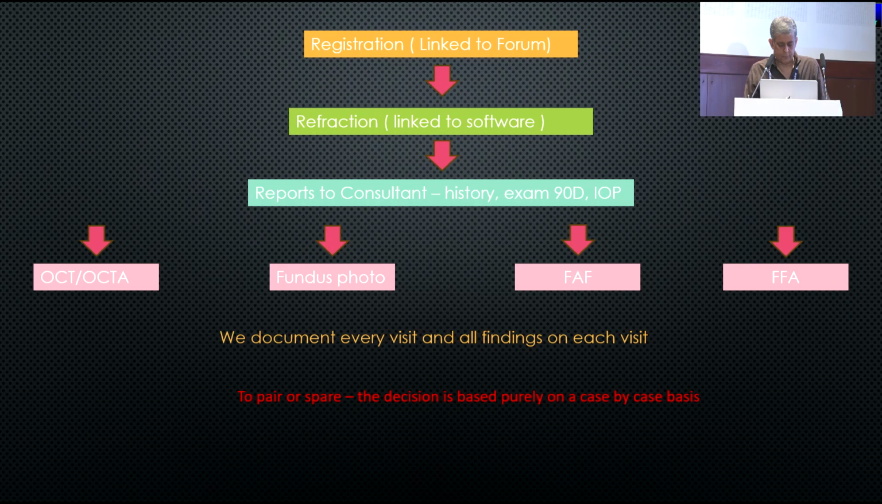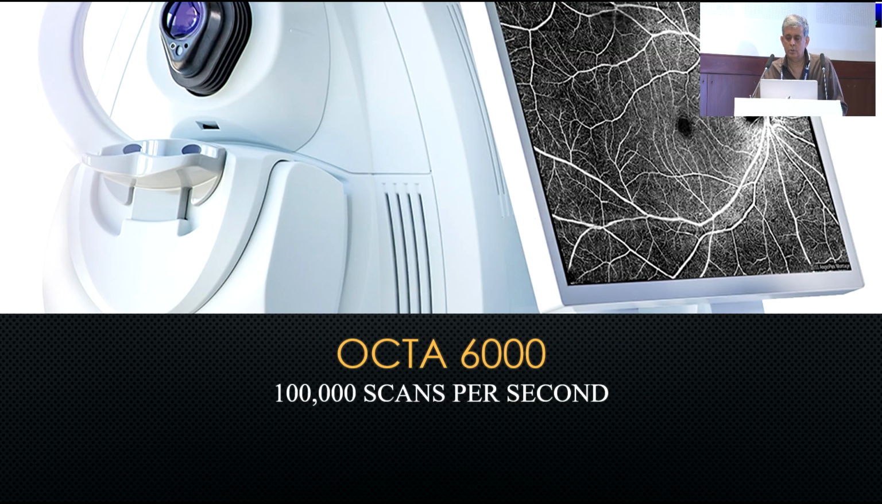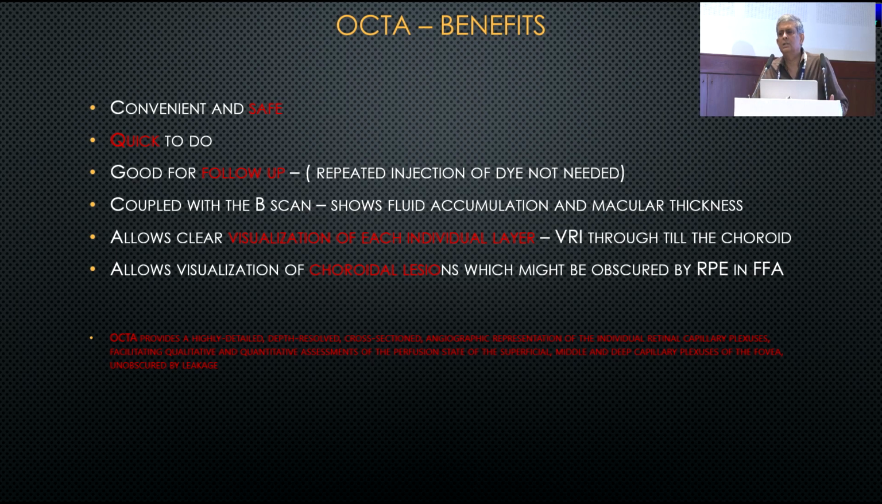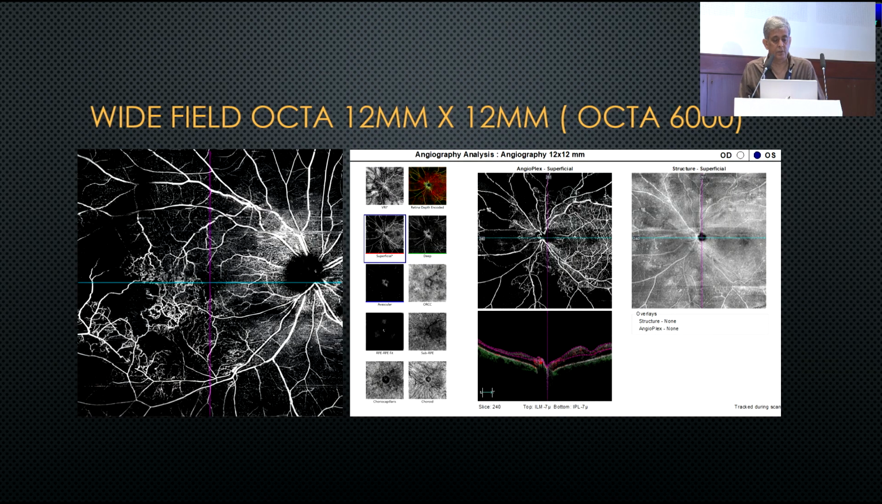And subsequent to that, of course, all the equipment is available to us to go ahead and do what we have to do. So we use the Octa 6000. It's a safe method. It's quick. It's great for follow-up. I don't have to inject the patient with dye each time. Coupled with the B scan, it shows all the methods of managing the patient. It allows clear visualization and allows us to see the choroidal lesions, as has been beautifully exemplified by the previous speaker. So I'm just going to talk to you about individual slides.